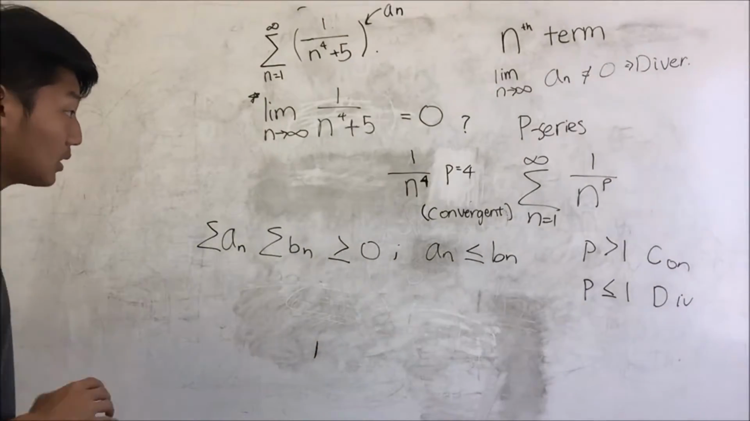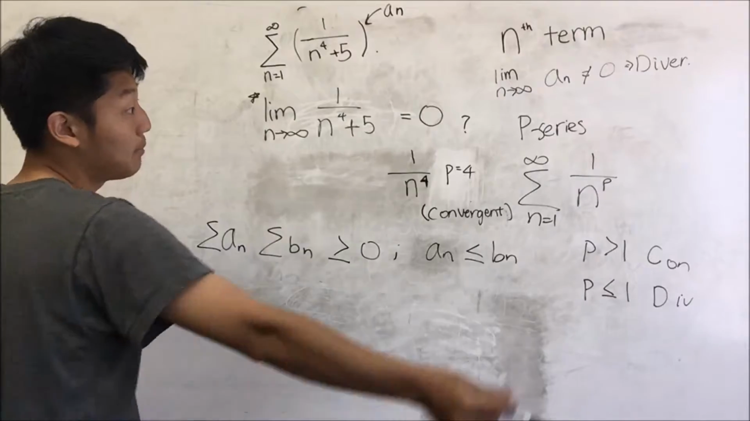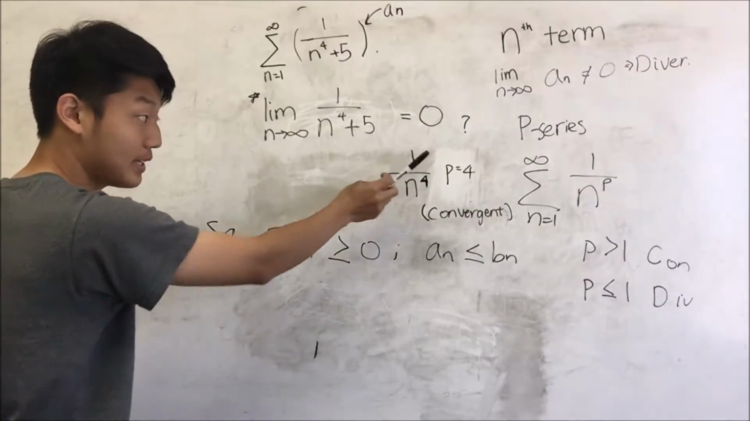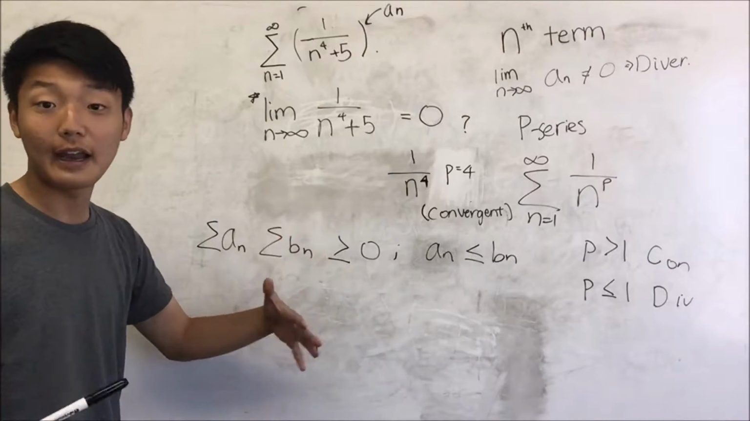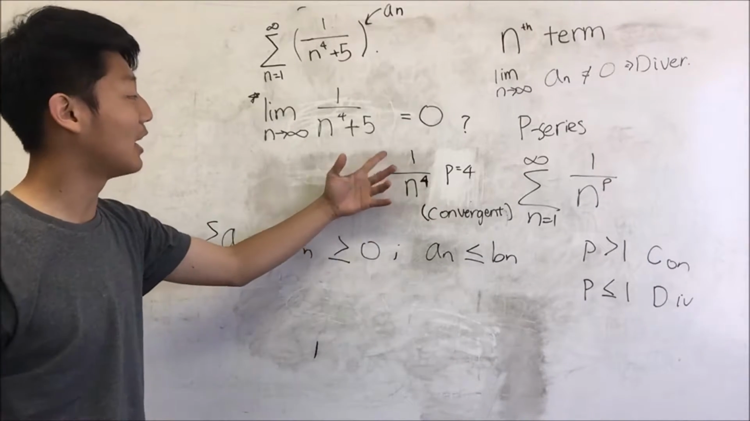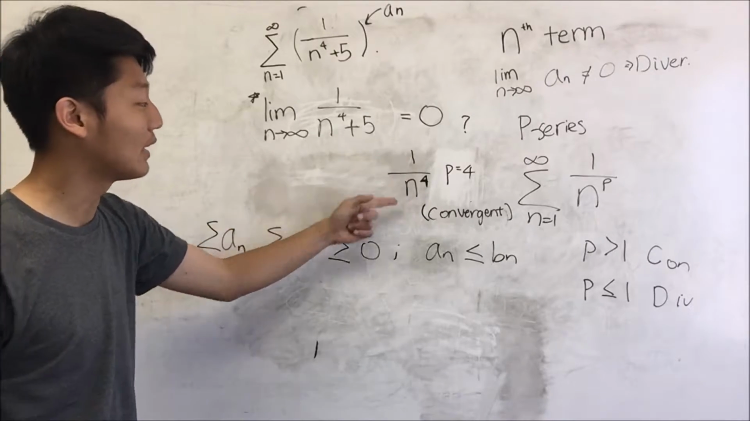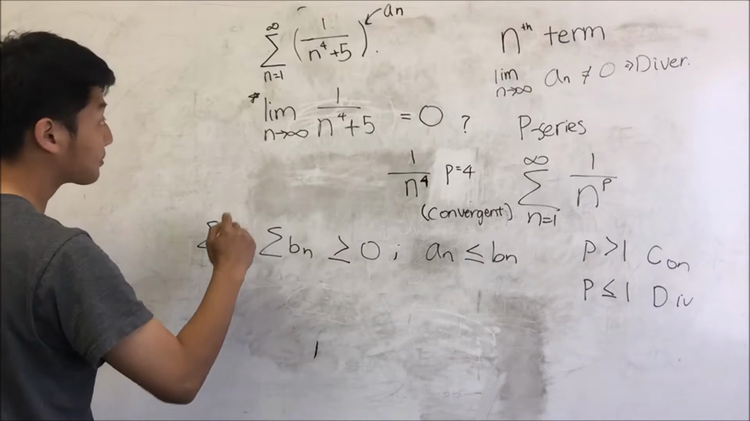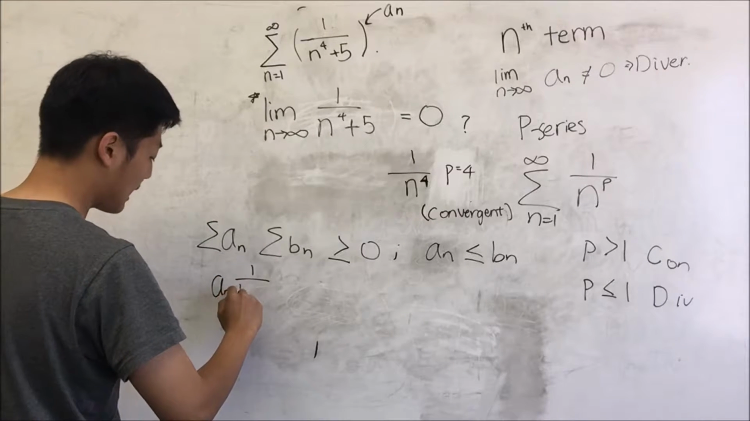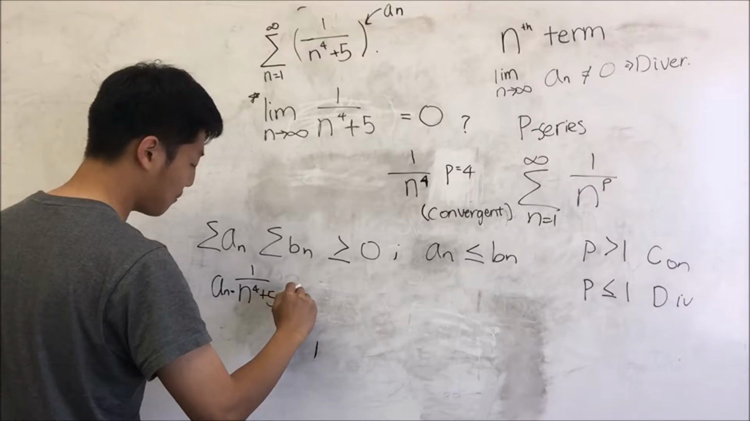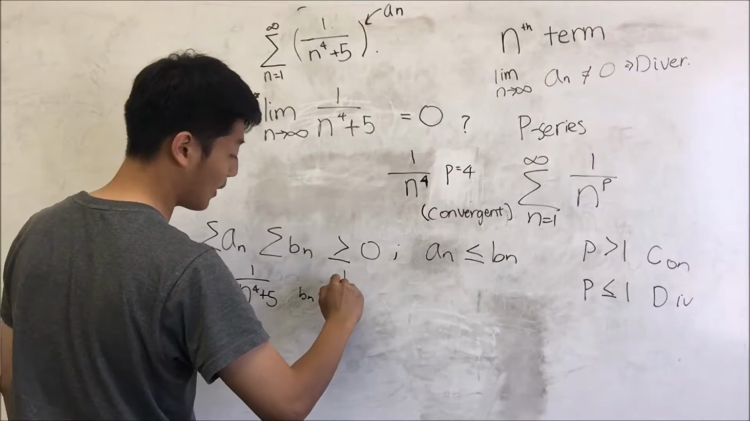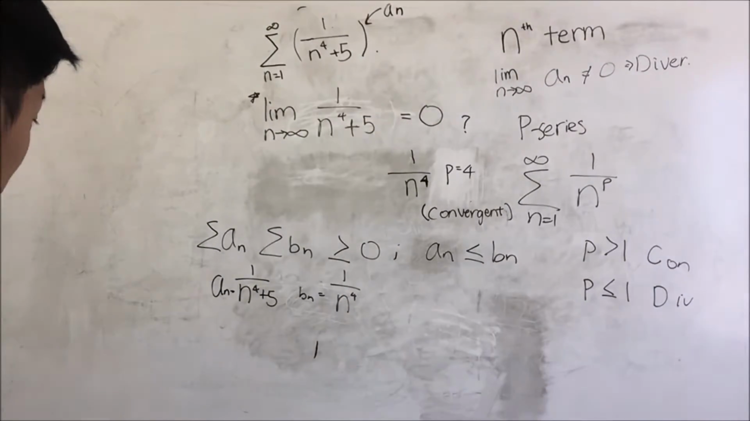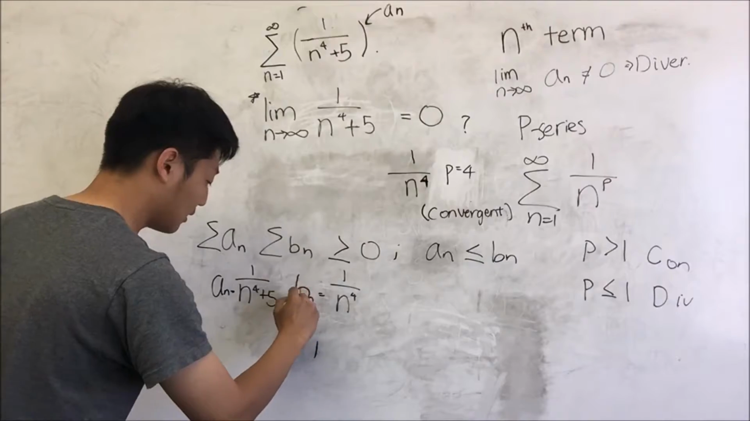By doing the p-series and looking at the highest power of the top and the bottom, we got another series, 1 over n to the 4th. So we can name a_n as 1 over n to the 4th plus 5, and b_n as what we just solved, 1 over n to the 4th. And now I will write b_n bigger.